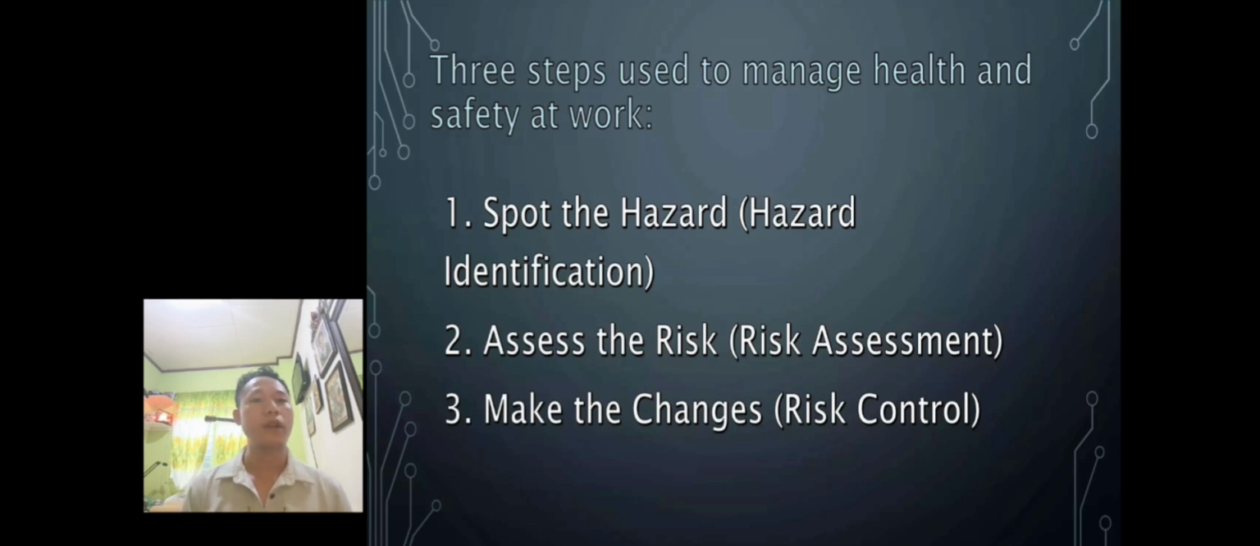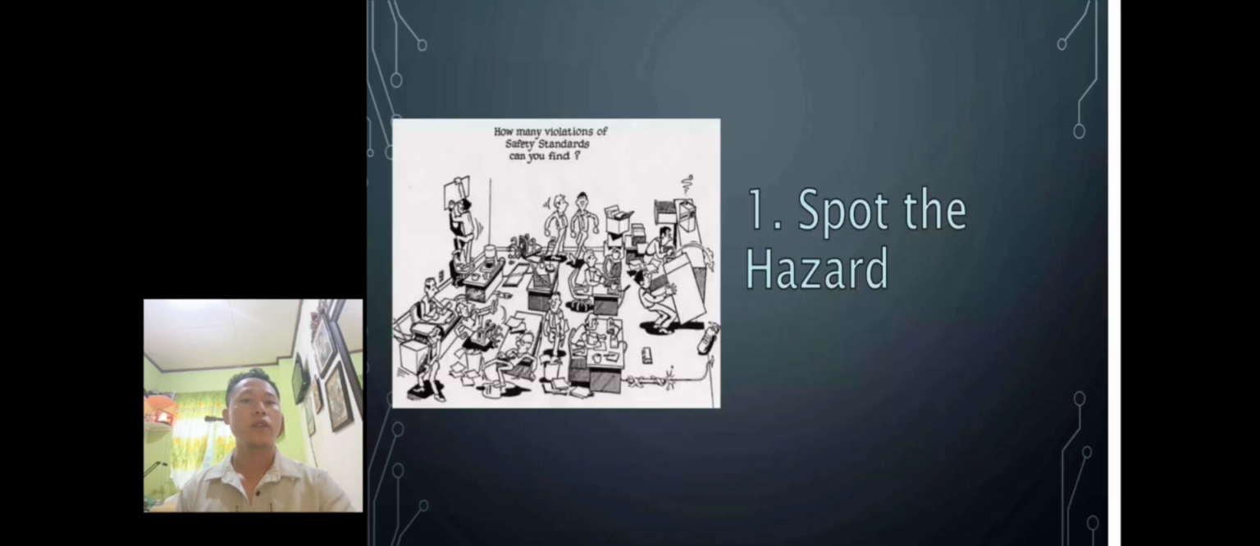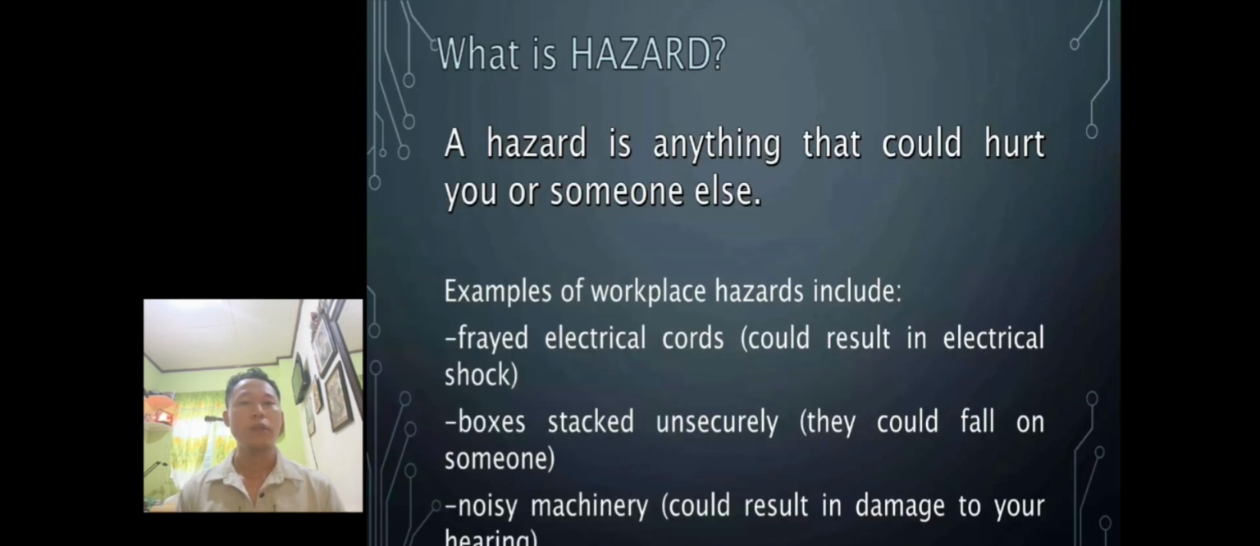First is to spot the hazard, or identify the hazard. Second is to assess the risk. And the third is to make changes, or risk control. First, to spot the hazard. But by the way, what is a hazard? A hazard is something that could hurt you, right?